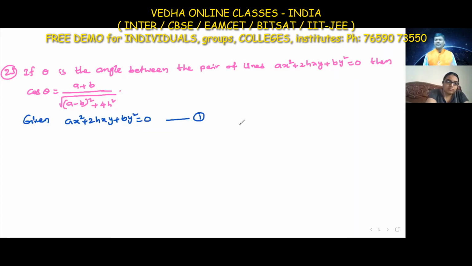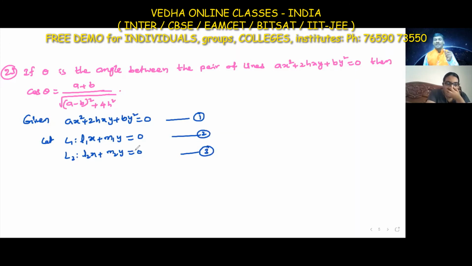What is a pair of lines? It is very simple. If we multiply two straight lines, the product of the two straight lines is the pair of lines equation. Let the first line be L1x plus M1y is equal to 0, equation 2. I am taking one more line, L2x plus M2y is equal to 0, equation 3. If you multiply 2 and 3, we get equation 1, according to the pair of straight lines concept.